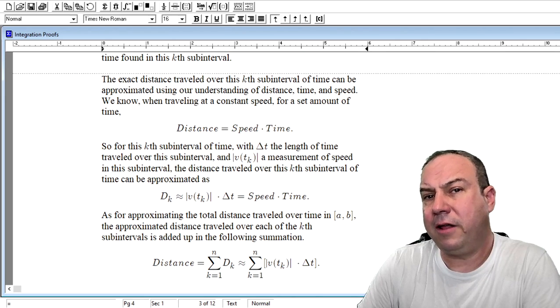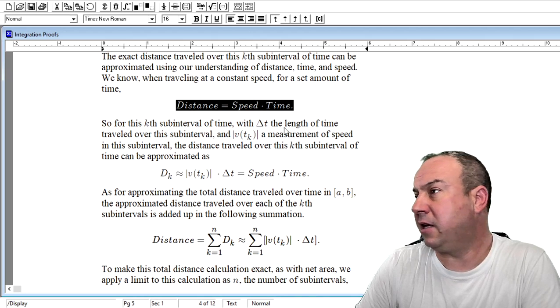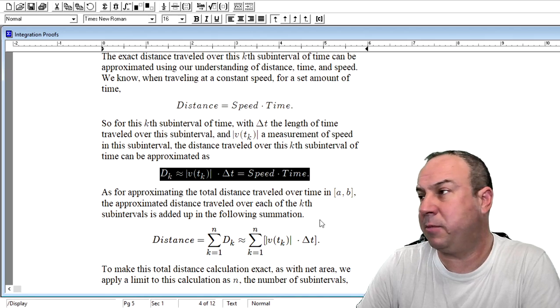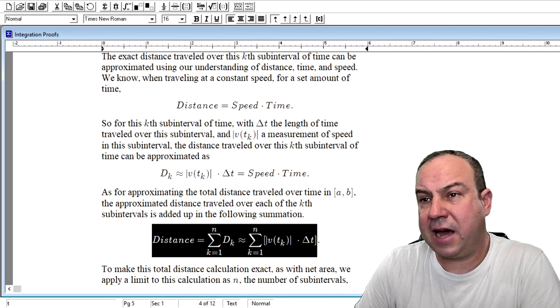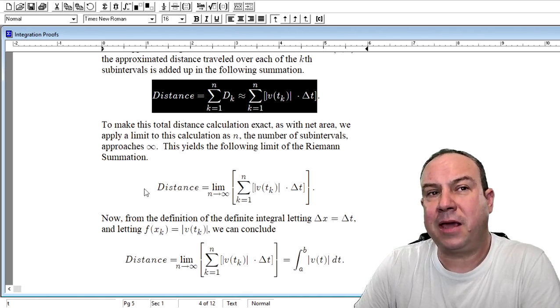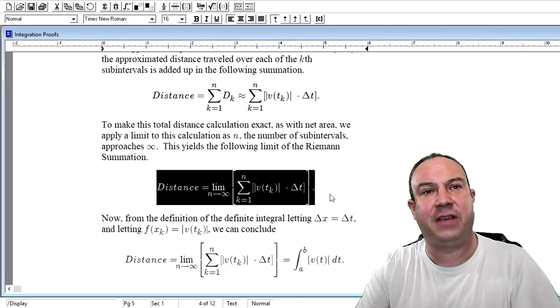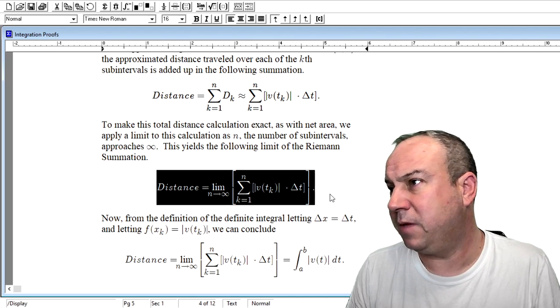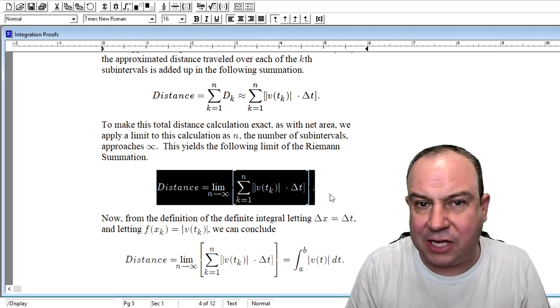All this setup that we see develop here, just taking note of how we calculate distance, approximating it over the kth subinterval of time, approximating it over the entire interval of time, and then making it exact with the use of a limit, is the process of integration, folks. It is the essence behind the application of integration.